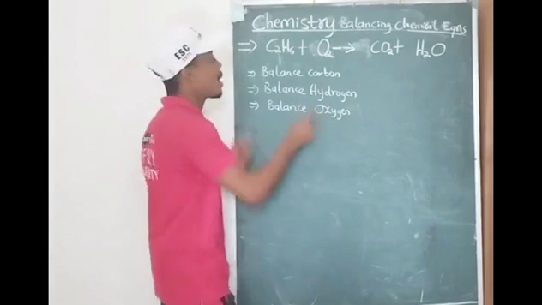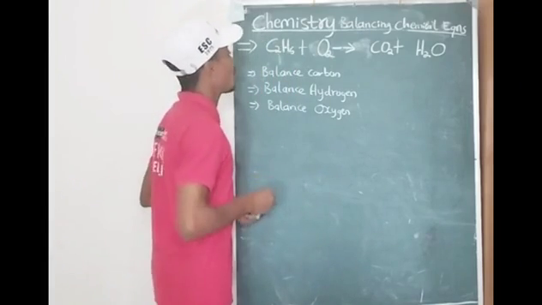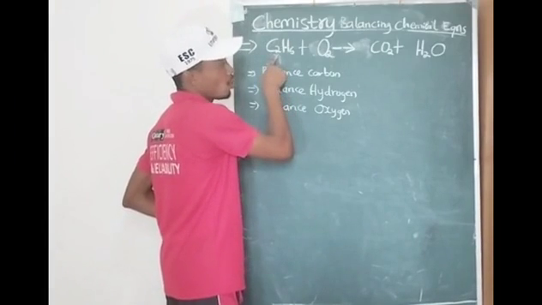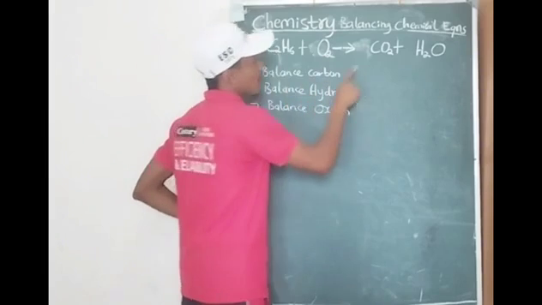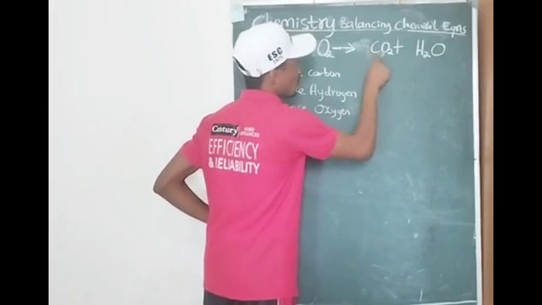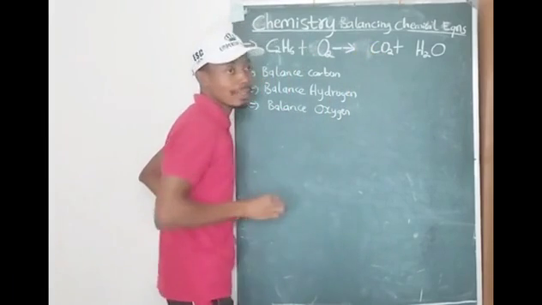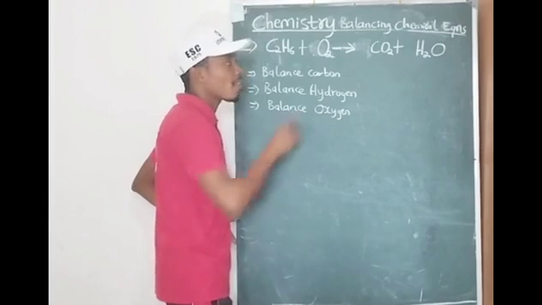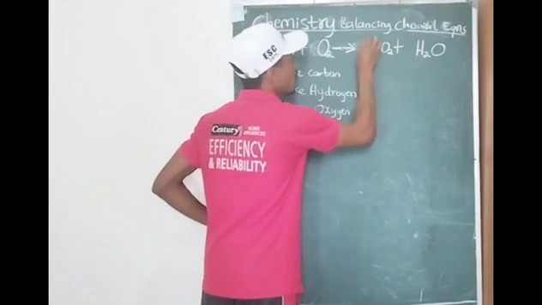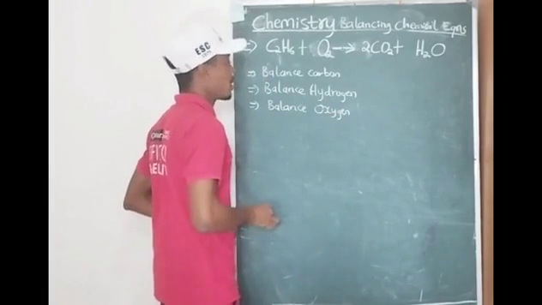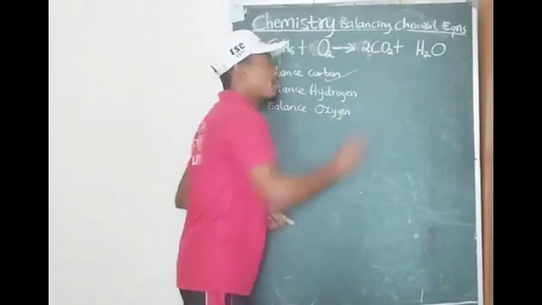So first we're going to balance carbon. You can see here that carbon has two atoms, and carbon here has just one atom. So what am I going to add here that will make carbon balanced? That is going to be 2. Yes, that's going to be 2. We have balanced carbon.